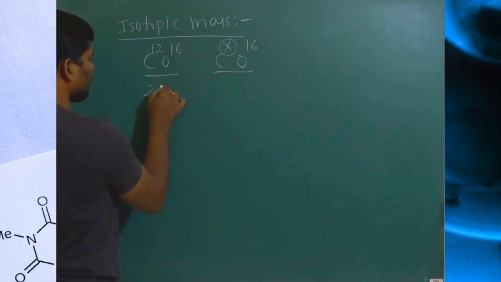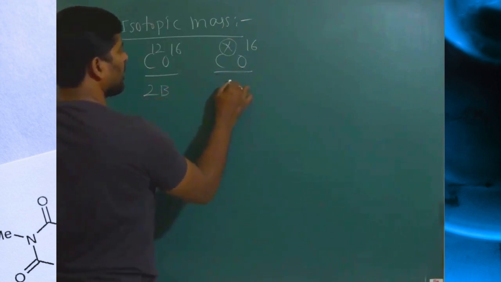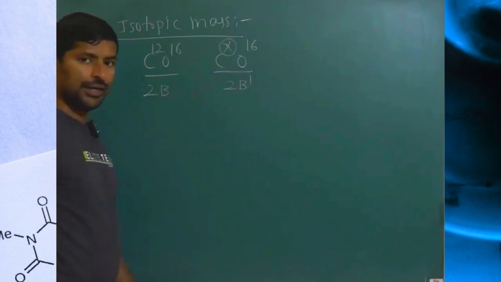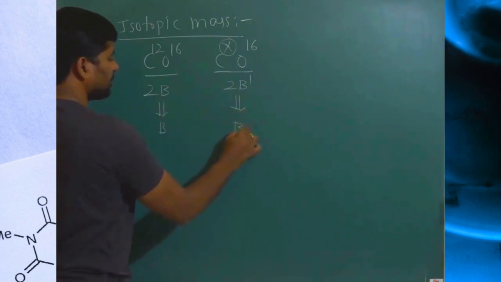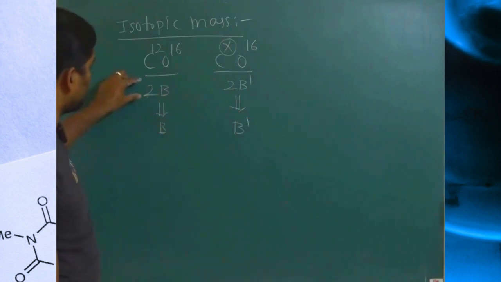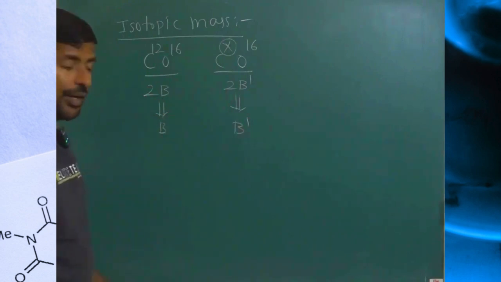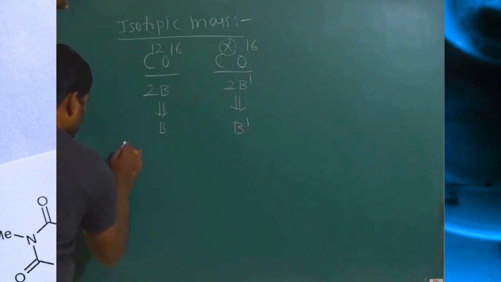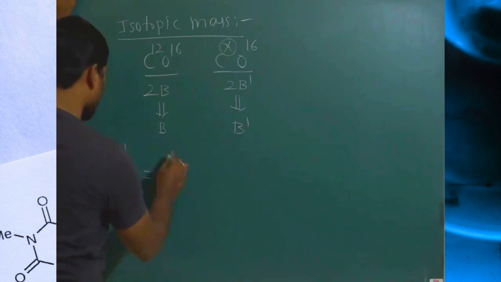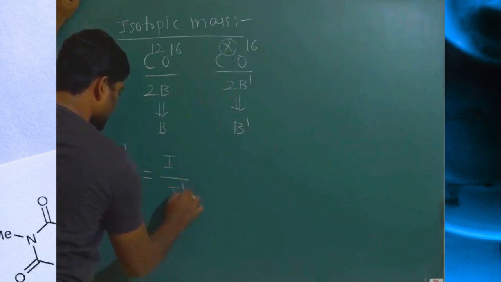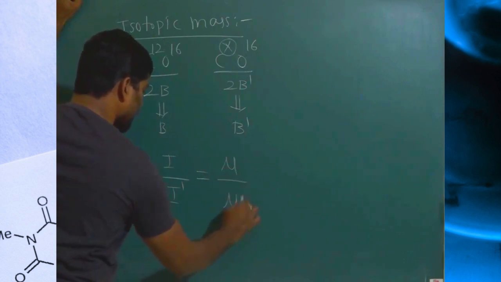Whenever we are recording microwave spectra, here the gap between any two adjacent lines is 2B, and here the gap between any two adjacent lines is 2B dash. So from that we get B and B dash. Now if you do B dash by B, B is inversely proportional to moment of inertia, so we will get I by I dash. I is directly proportional to reduced mass, so therefore we get mu by mu dash.